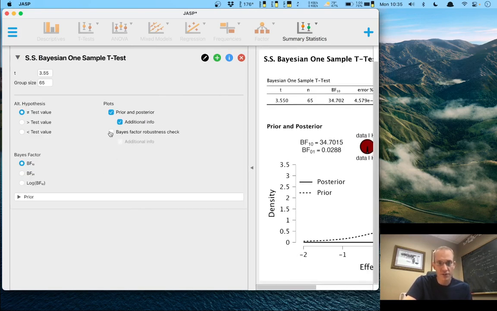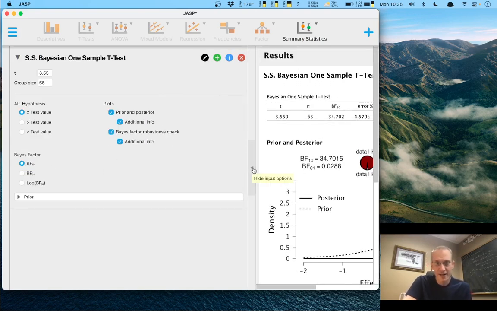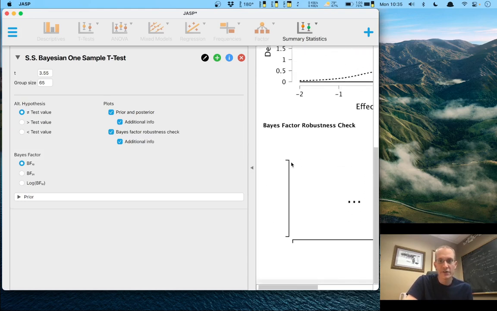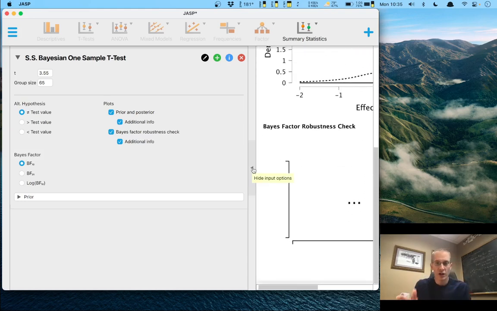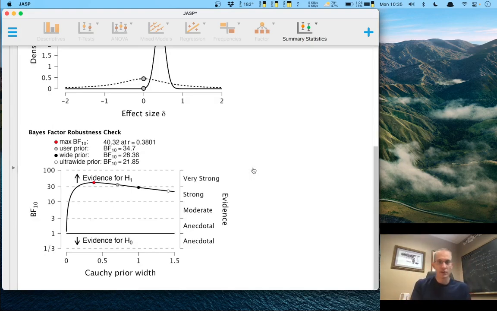I want to show you can also do the Bayes factor robustness check. What that does is compute the Bayes factor that you would obtain over a wide range of widths for the Cauchy prior. This one takes a little bit of computation. You can see that across a reasonable range of widths for this Cauchy prior, you get your evidence, your Bayes factor, in this strong to very strong level. So qualitatively, we're pretty confident that we've got good support for the alternative. That is, that there is a change in the scores for this training group compared to what we would expect on average.